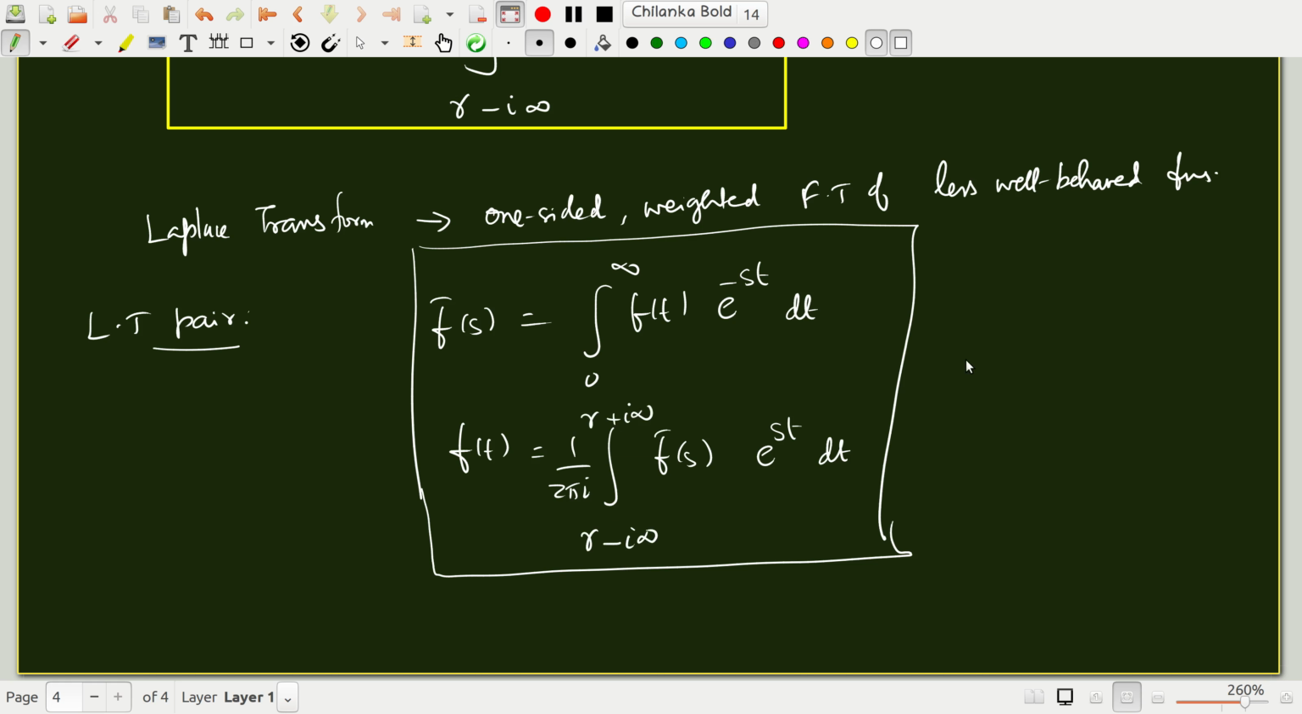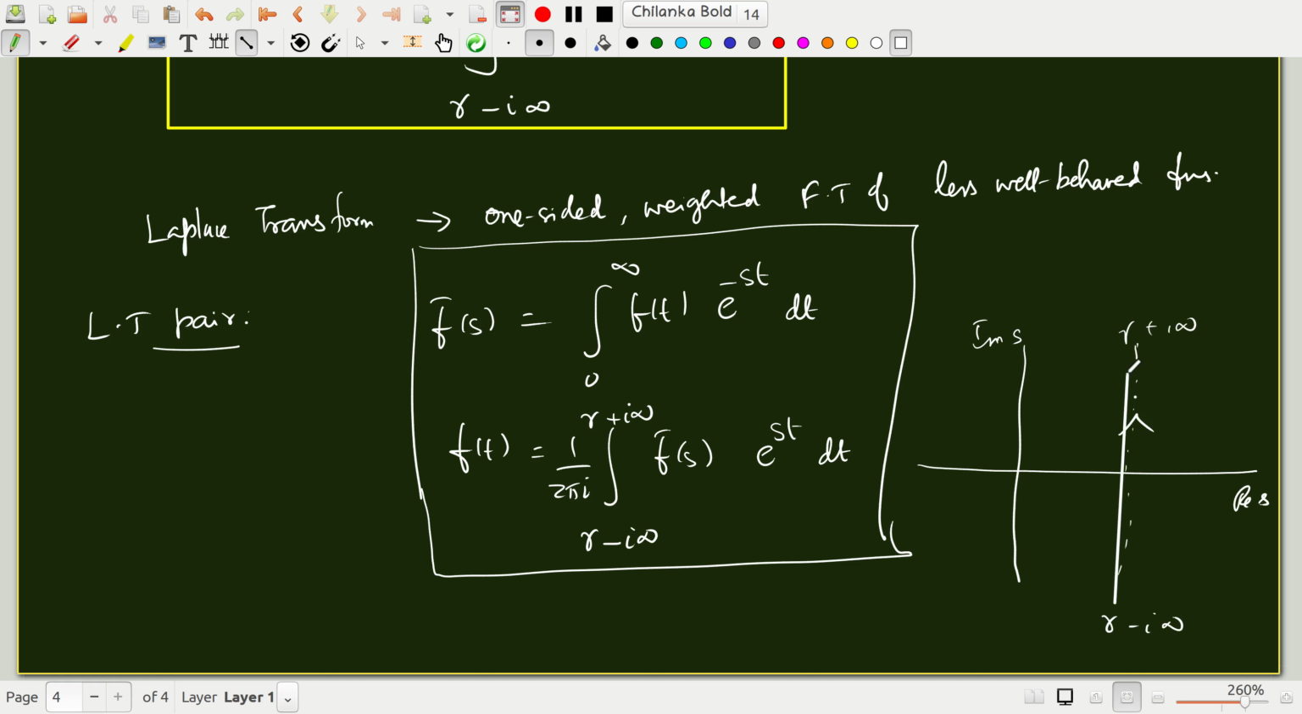That means that if you look at the complex plane in s, this is the real part of s, this is the imaginary part of s. So let's say gamma is here, this is gamma minus i infinity, this is gamma plus i infinity, right? So this is the path along which you are trying to integrate. It's a straight line, but shifted away from the real axis.